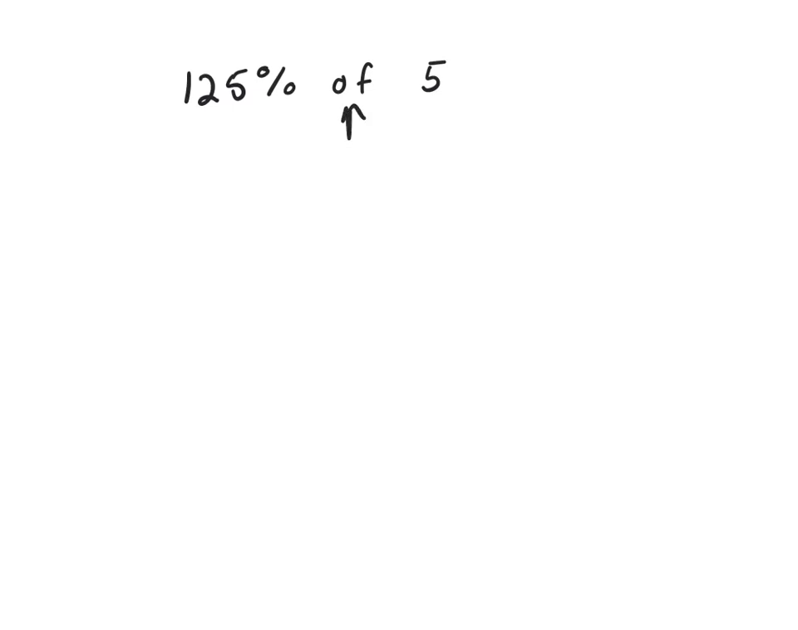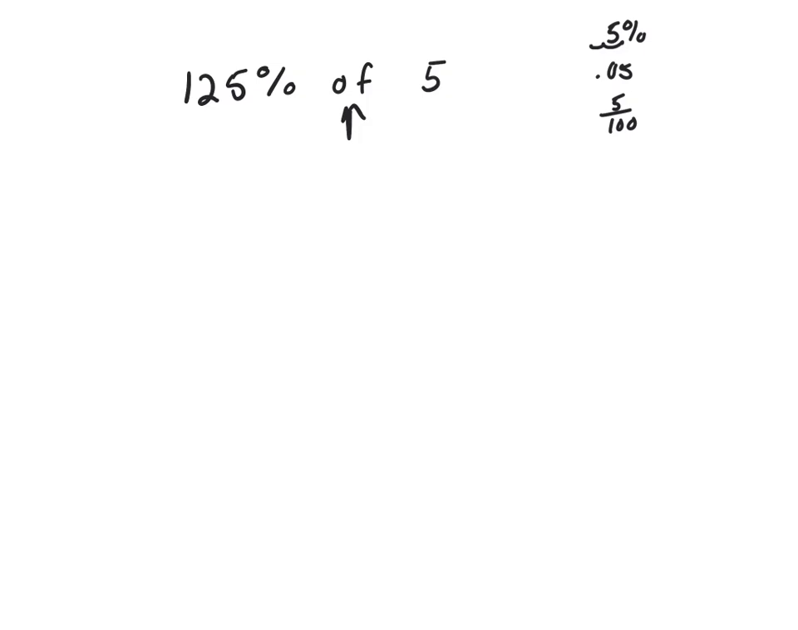Of usually means multiplication. Now, percents, let's say you have 5%. As a decimal, that's 0.05. You took this decimal and you moved it 2 places to the left. Or 5% also means 5 over 100. Drop the percent sign and put it over 100.